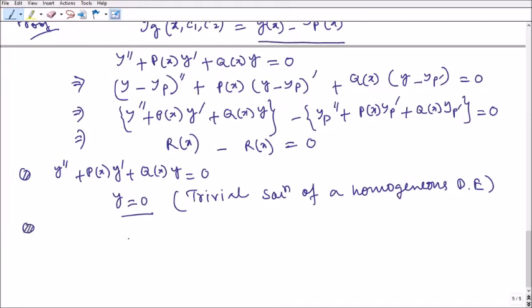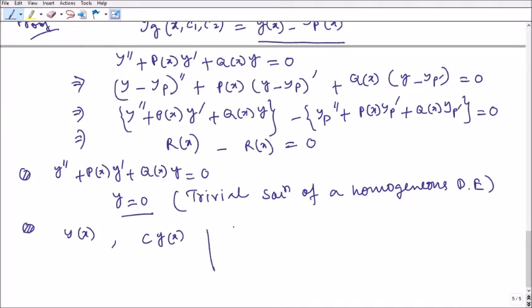Now suppose y of x is any solution of this homogeneous differential equation, then we can prove that c into y of x, where c is a constant, is also a solution of this homogeneous differential equation. So if y of x is any solution, then any constant multiplied by that solution is also a solution of this homogeneous differential equation. So we can prove that.